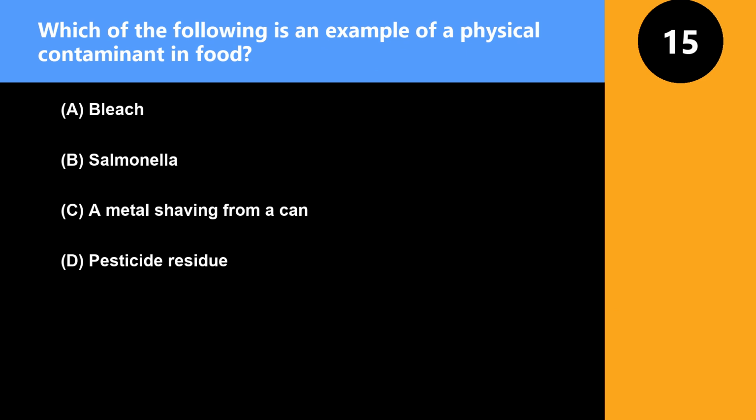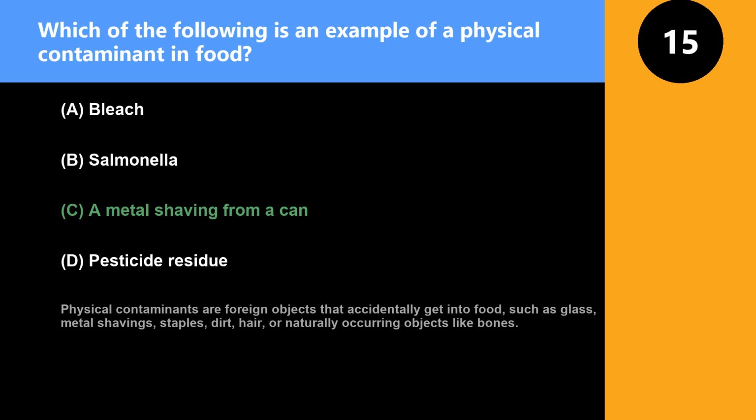Question 15. Which of the following is an example of a physical contaminant in food? Option A, bleach. Option B, salmonella. Option C, a metal shaving from a can. Option D, pesticide residue. The correct answer is option C, a metal shaving from a can. Physical contaminants are foreign objects that accidentally get into food, such as glass, metal shavings, staples, dirt, hair, or naturally occurring objects like bones. Question 16.